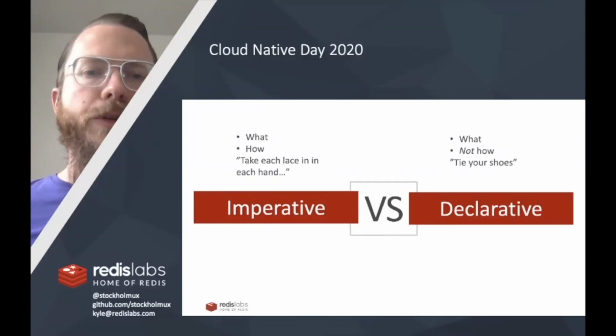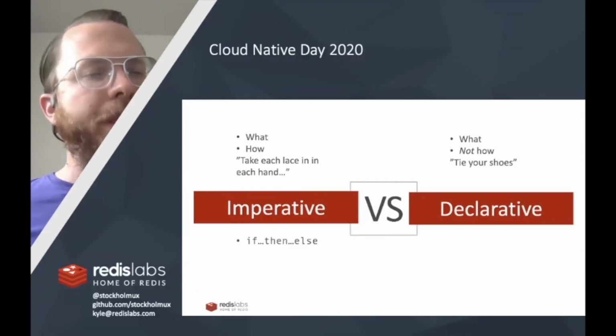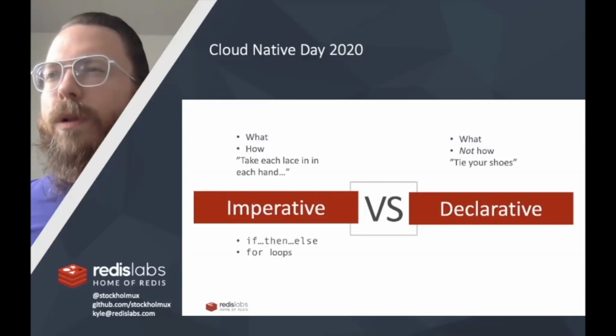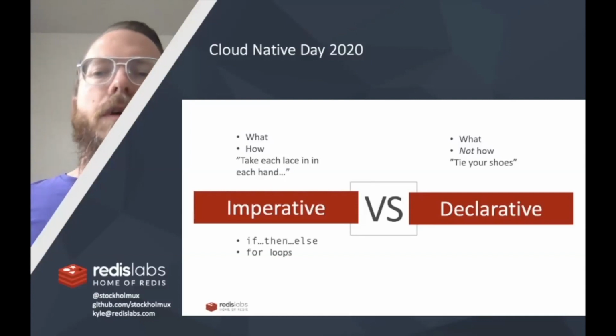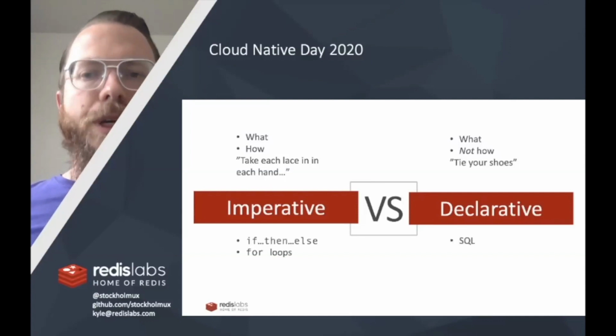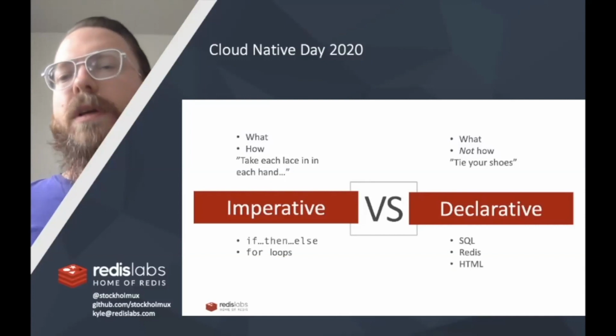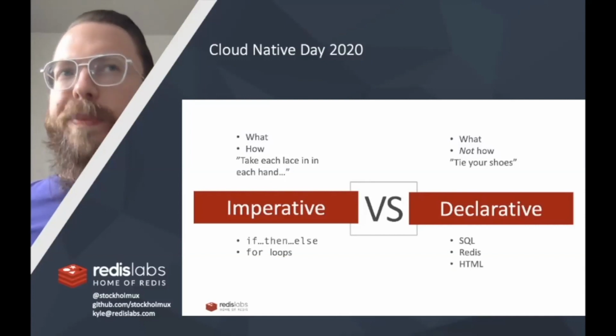Let's dive in a little bit further on that. Imperative is marked by things like if, then, and else statements, for loops, stuff like that. Most of the code we write, actually, is imperative. Declarative code is stuff like SQL, actually. Redis is imperative. HTML is declarative. I think this is the best example.